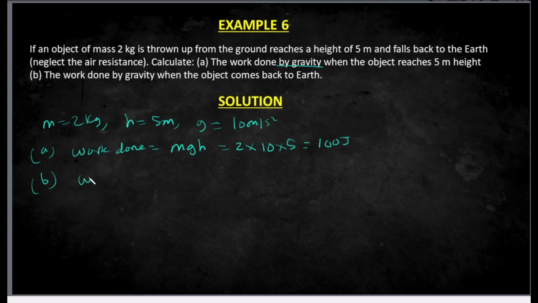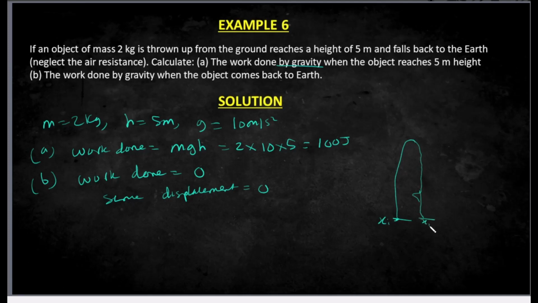Okay, work done is going to be 0, since displacement is what? 0. The body goes up, it leaves the ground level, that is the x initial, it goes up and falls back on the ground at x final. So you can see the displacement here will be 0. It comes and goes, so the work done will be 0.